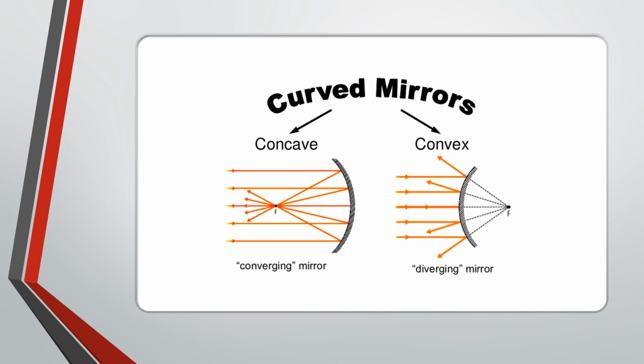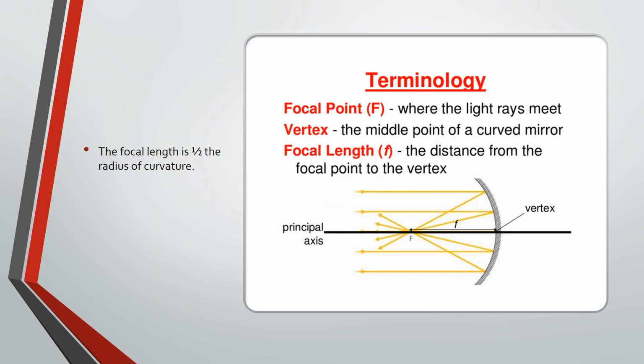Next, we'll look at curved mirrors, which we'll look at both concave and convex mirrors. Curved mirrors have a focal point, a vertex, and a focal length. The focal point is where the light rays meet if they're coming in from infinity, so the light rays are parallel to each other. The vertex is the middle point where the principal axis crosses the reflective surface. The focal length is the distance from the focal point to the vertex. The focal length is always 1/2 the radius of curvature.